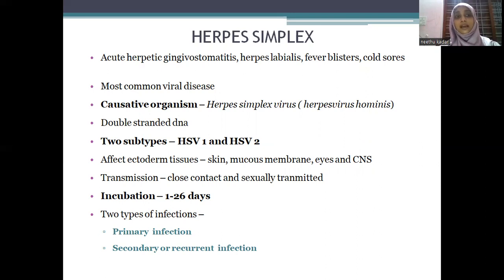Primary infections are in persons who do not have circulating antibodies, whereas secondary or recurrent infection is in persons who have circulating antibodies. It is difficult to differentiate clinically between the primary and secondary infection.